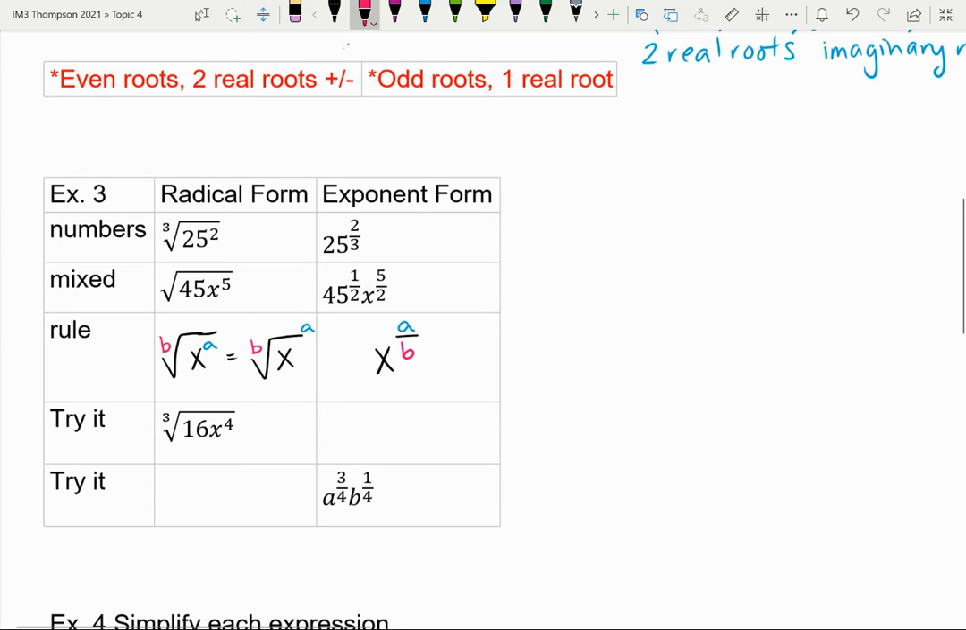Now, when I'm talking about the rule, it doesn't matter whether my exponent is in the radical or outside the radical. It has the same exact effect. These are equivalent statements. So saying the b root of x to the a is the same thing as saying the b root of x, all to the power of a. Those are equivalent. It doesn't matter if the exponent a is inside or outside the radical. I would rewrite that with a in the numerator and b in the denominator of a fractional exponent.